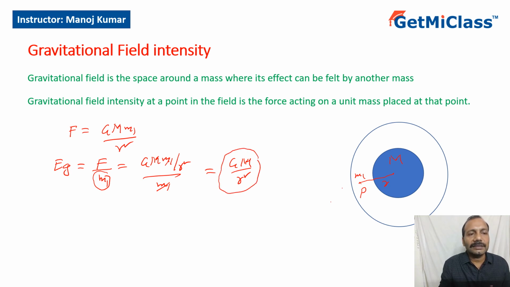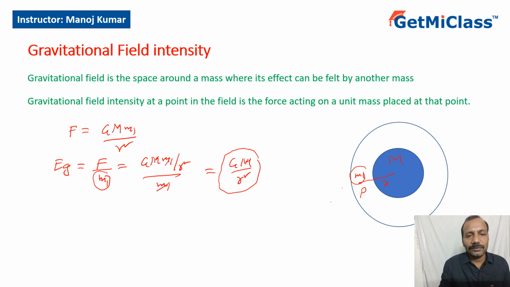So gravitational field at any point will give me the effect of a single mass. But when I'm talking about force, we need at least two masses. Now, is it a vector quantity or a scalar quantity? Because we have divided a vector quantity by a scalar, it becomes a vector quantity. Now, if it is a vector quantity, what is the direction? It is the direction of force acting on the mass m1. So, what is the direction of force acting on mass m1?